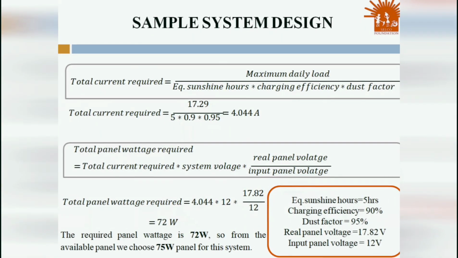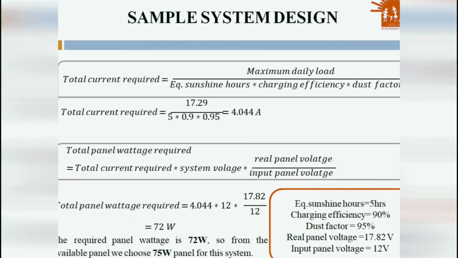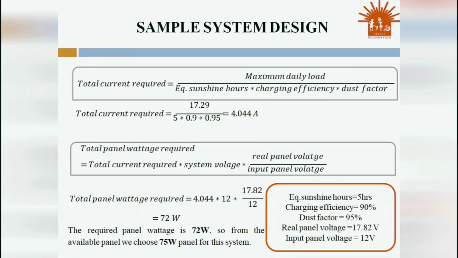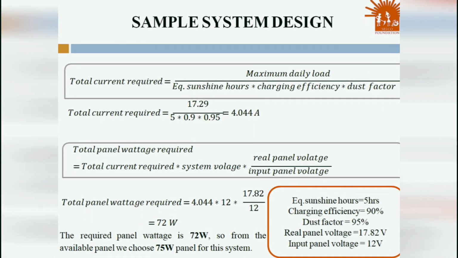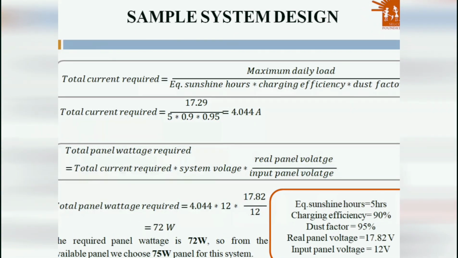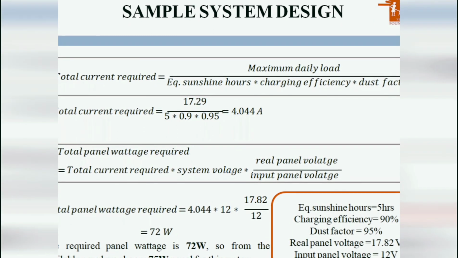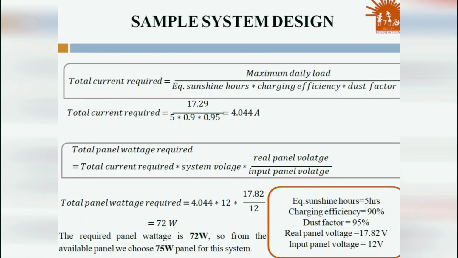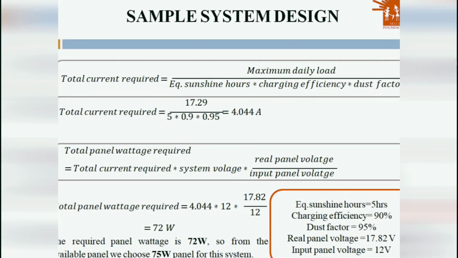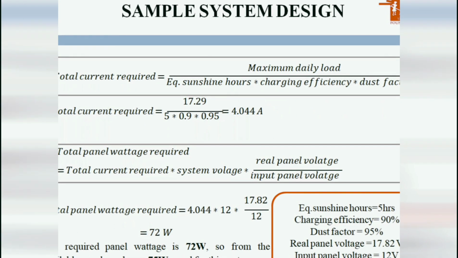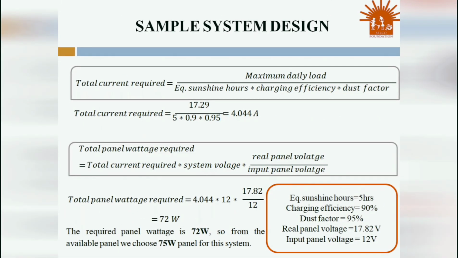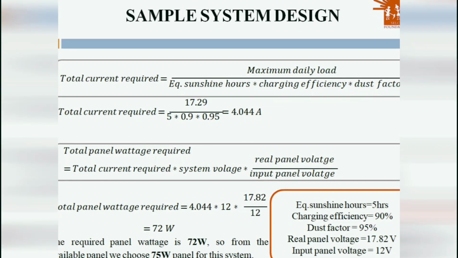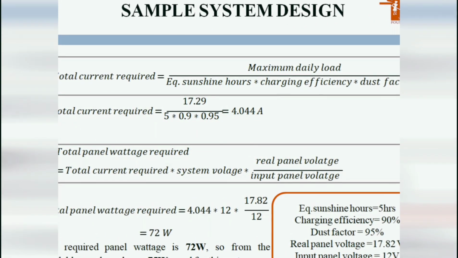Now, total current required is equal to maximum daily load divided by equivalent sunshine hours into charging efficiency into dust factor. Maybe you want to know about equivalent sunshine hours. Let's say the sunrise is 5 AM and the sunset is 5 PM. So the total is 12 hours. But unfortunately, we cannot get sunlight on our solar panel for 12 hours because sometimes in a day it is rainy, sometimes it is cloudy also. We will just consider that in a day the equivalent sunshine that the solar panel receives is 5 hours.